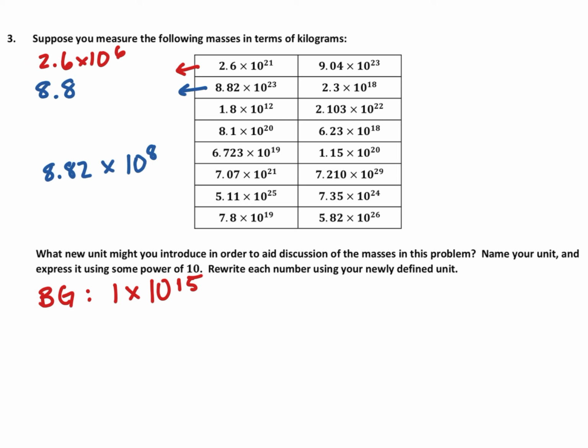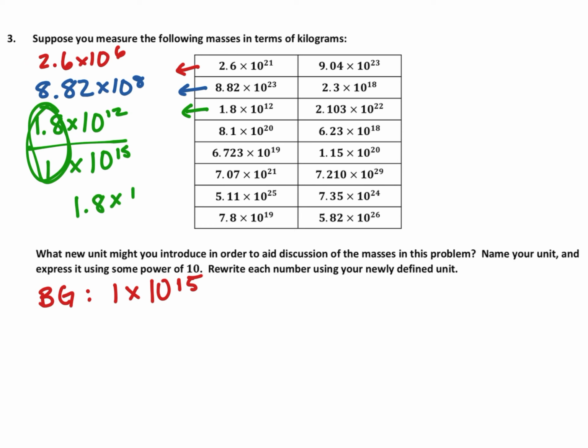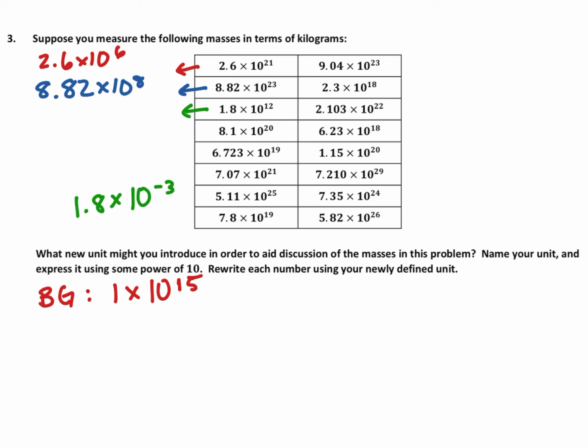I'm going to do one more that is less than 15, so that way you have an example of that one. And then you need to fill in the rest of these in BGs on your own. So this is 1.8 times 10 to the 12th divided by 1 times 10 to the 15th. 1.8 divided by 1 is just 1.8. But the exponent, if I take 12 and I subtract 15 from it, I end up with a negative 3. So when you have values that are less than 15, your exponent is going to be a negative number.